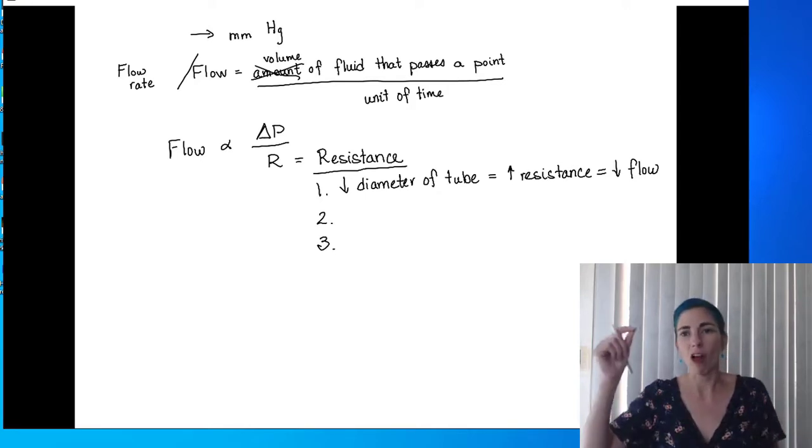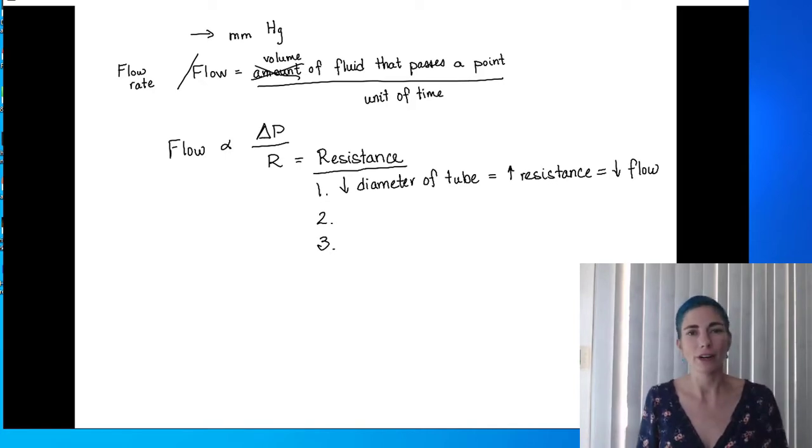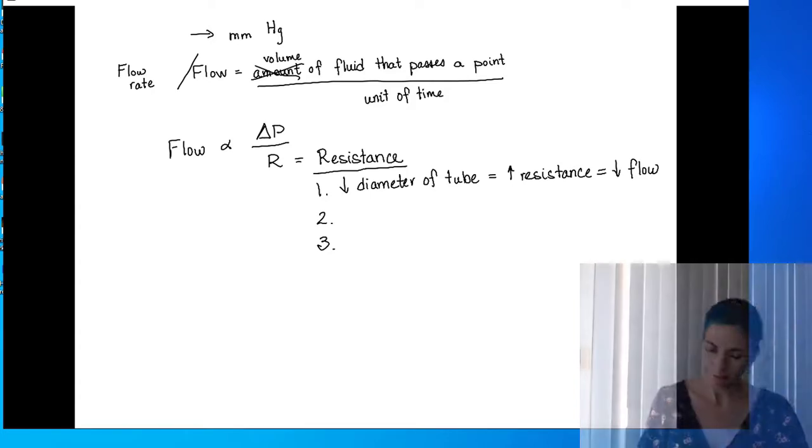And then take the long straw and suck water through it, and what you're going to find is you have to apply more force to suck water through the longer straw because the length of the tube is going to impact resistance. The longer the tube, the more friction that fluid encounters, and therefore the more resistance there is. So longer tubes are going to have decreased flow rates compared to shorter tubes.